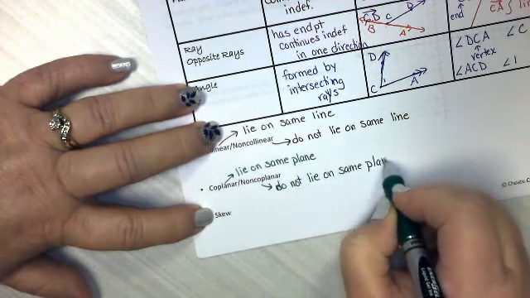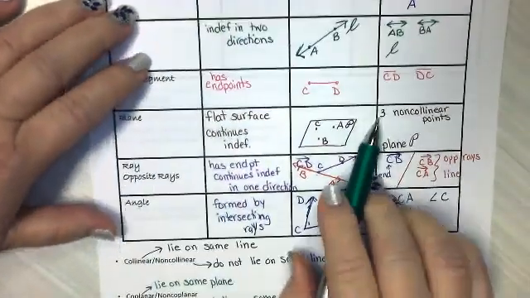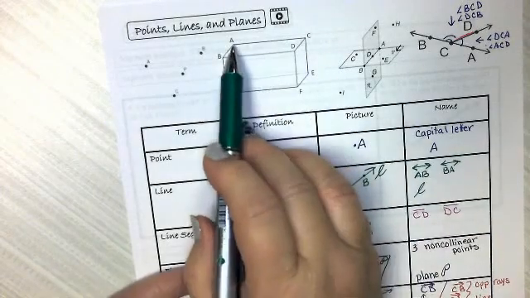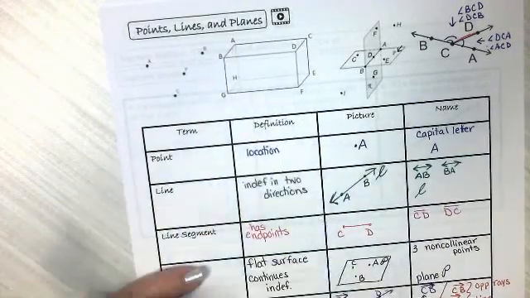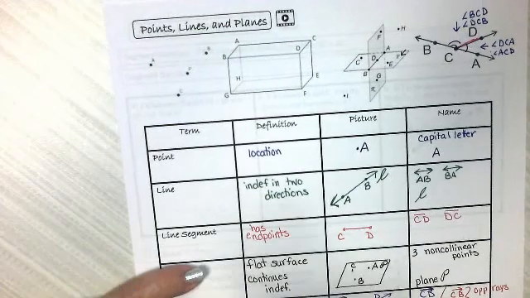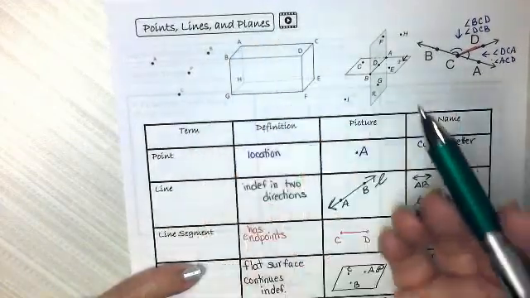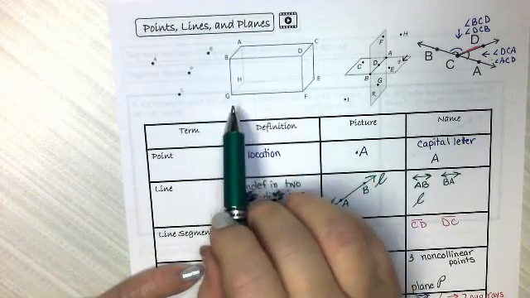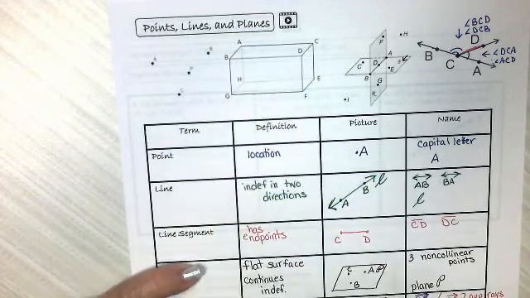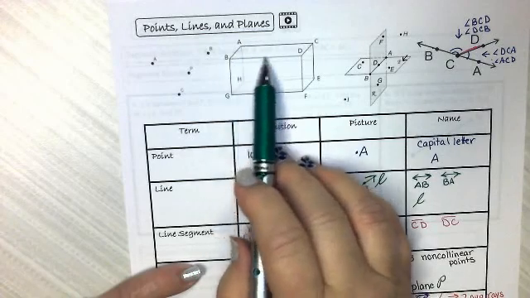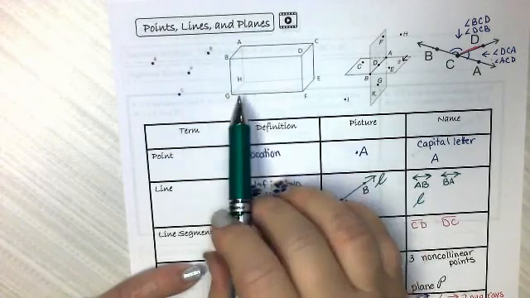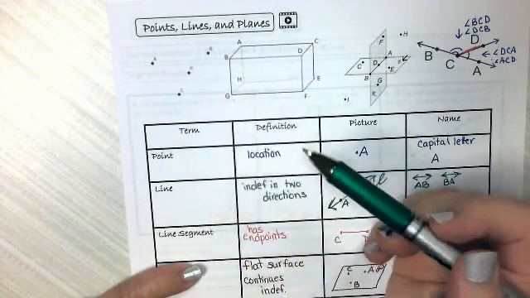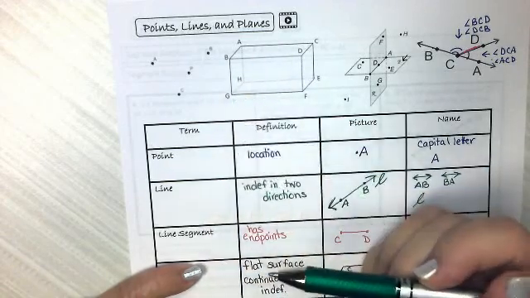Now remember when I told you how to name a plane, we said it took 3 non-collinear points. If I came up here and said, are points A, B, and D coplanar? You would always say yes, because that's 3 points, and 3 points make a plane. If I said are points A, B, D, and G coplanar, you would look at it and say, well, A, B, and D are at the top of the box, G is down here, those can't lie on the same plane. So those 4 points would be non-coplanar.